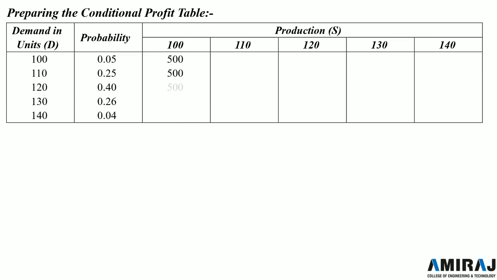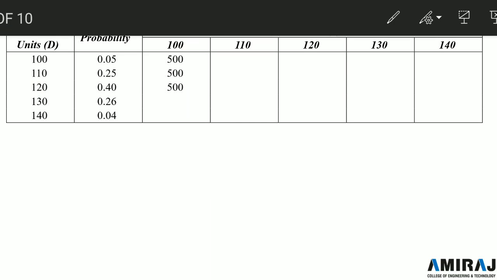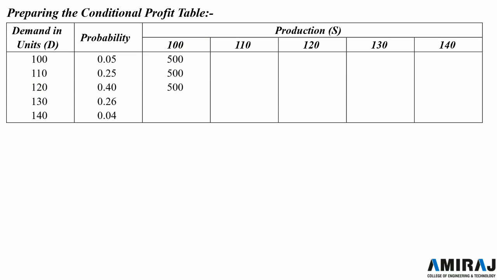Similarly, the profit will be fixed whether the demand is increasing but our production is fixed, so we will get a fixed amount of profit. Same way, even if the demand is 140 units and our production is 100 units, the profit will be fixed.